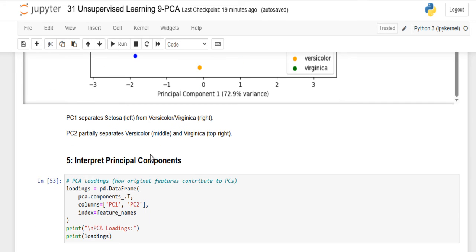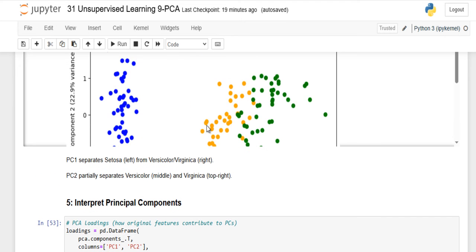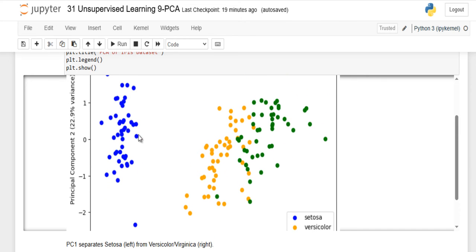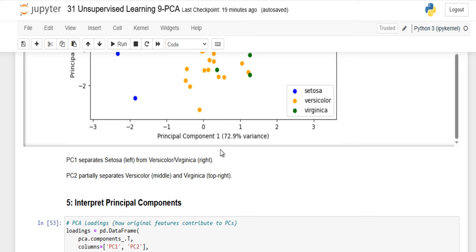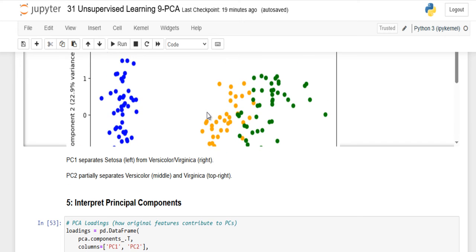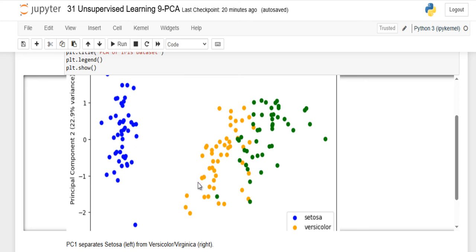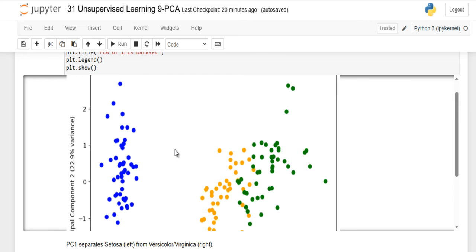Right. So we also understand that PC1 separates Setosa on the left from Versicolor and Virginica on the right, as you can see here. So Setosa is here on the left, and Versicolor and Virginica are right here. Also, we know that PC2 partially separates Versicolor in the middle and Virginica at the top right. So that's the PC1, PC2. All right.